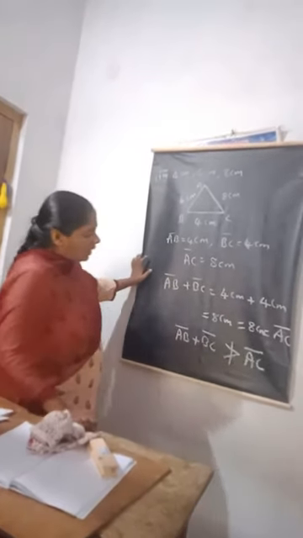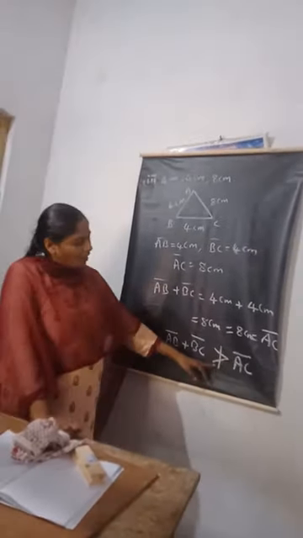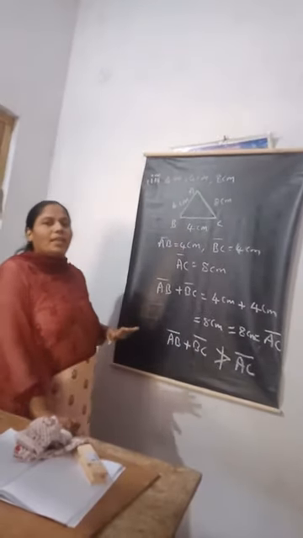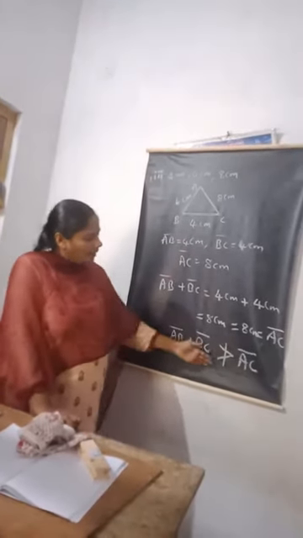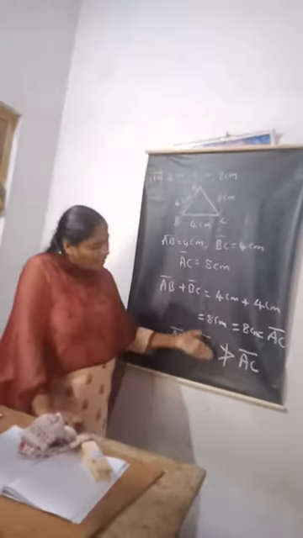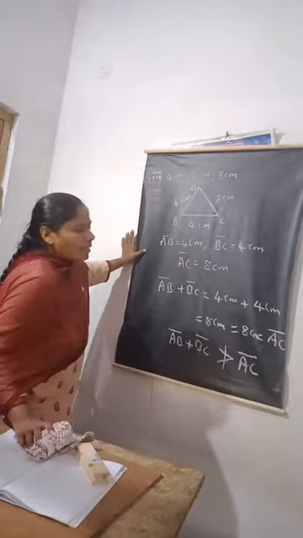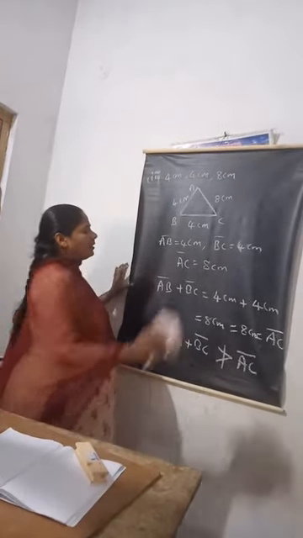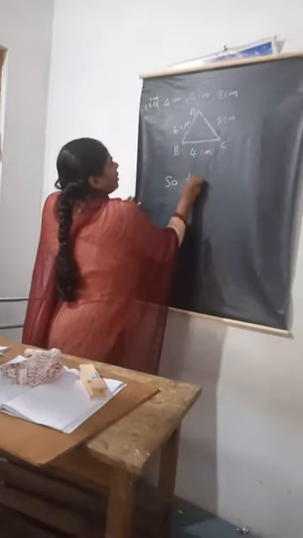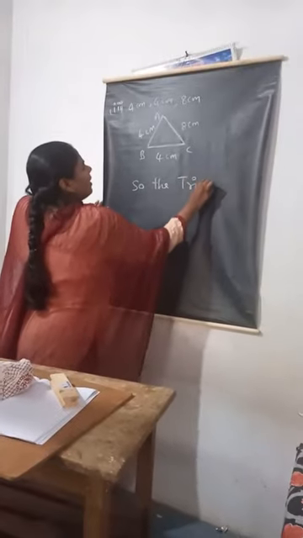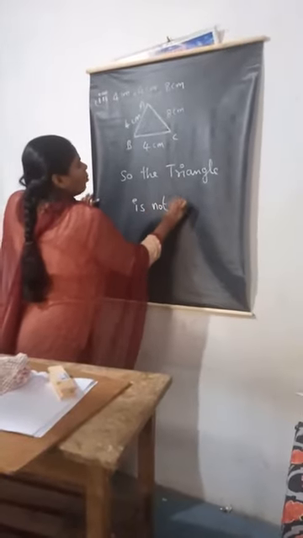In this problem, the property is not satisfied, not greater than. What is the property? The sum of any two sides is always greater than the third side. Here, the sum of these two sides is not greater than the third side. So, the triangle is not possible.